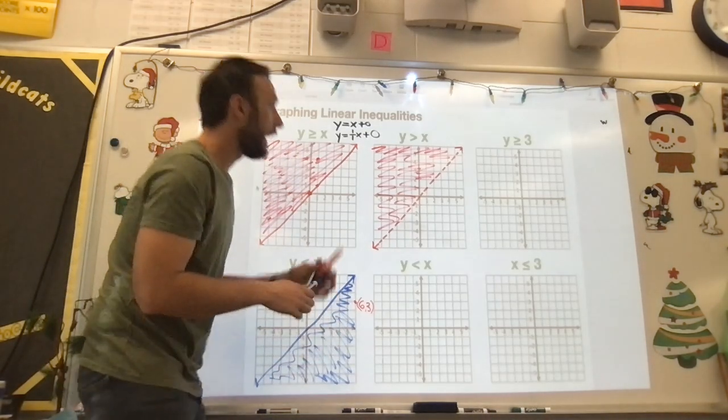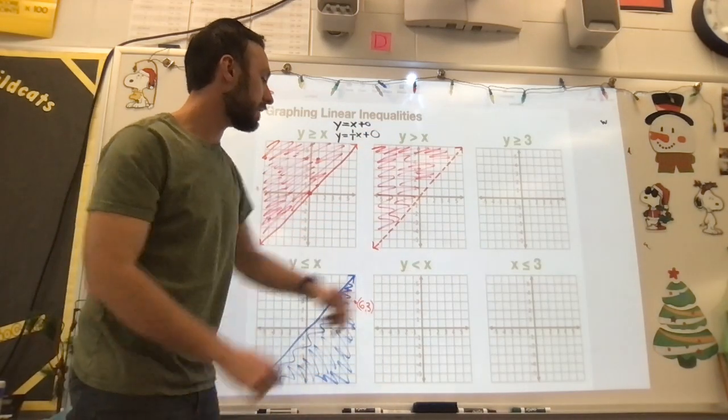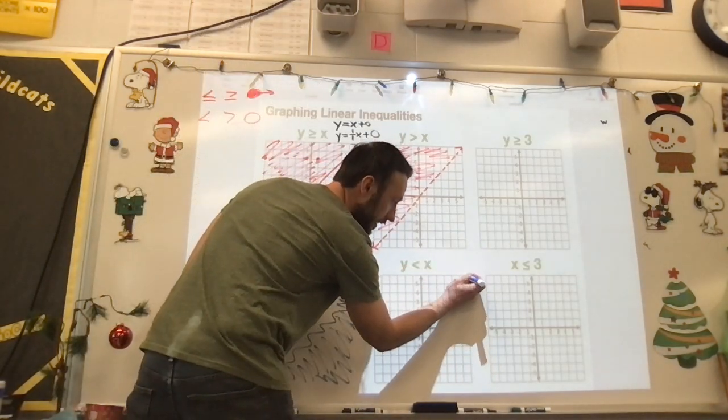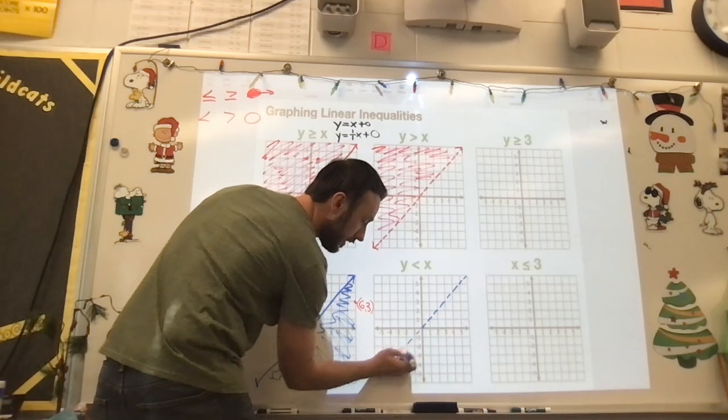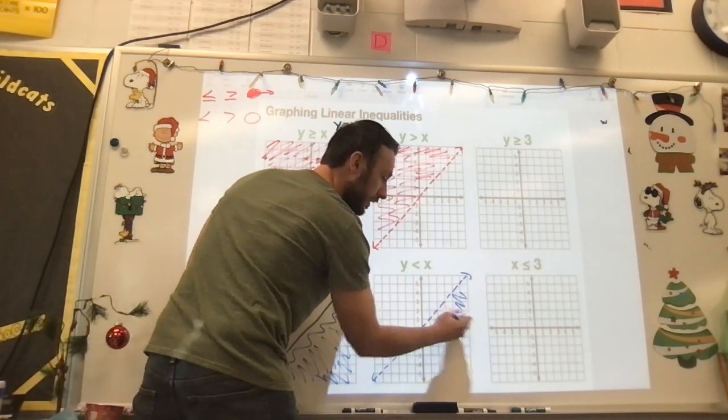On the next one, it's going to be a combination of these two. There is no equal to sign, so we're going to have a dashed line. But we're going to shade below it.